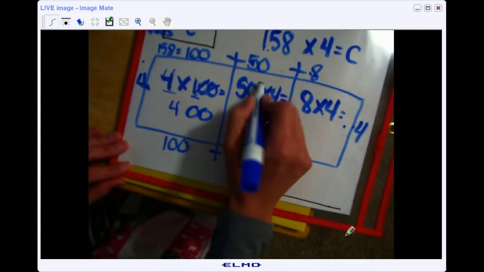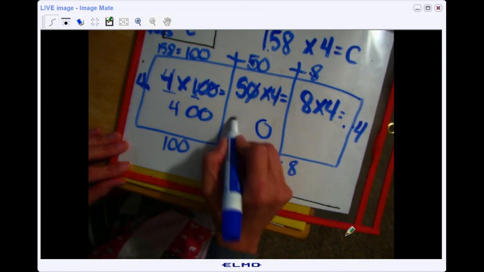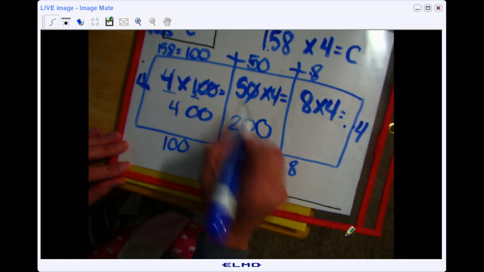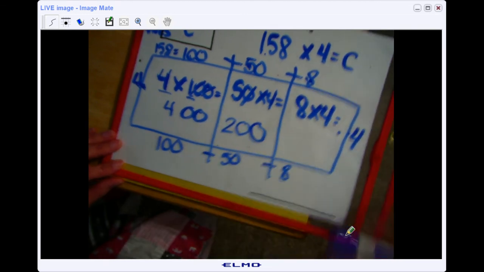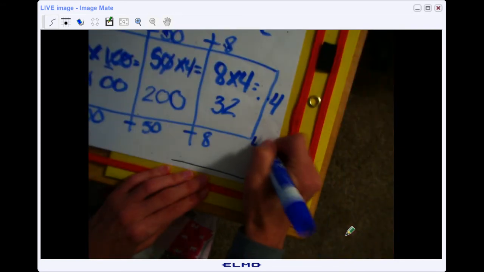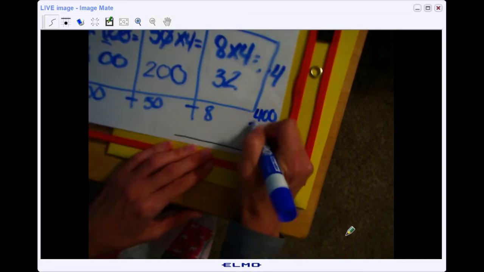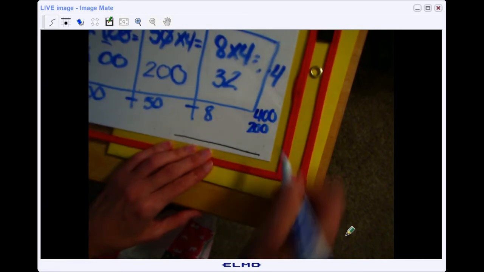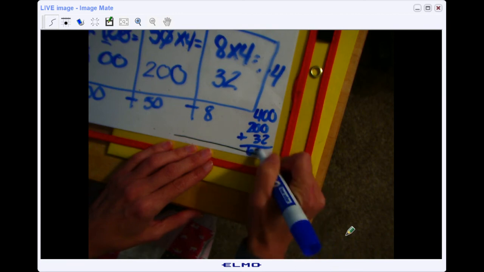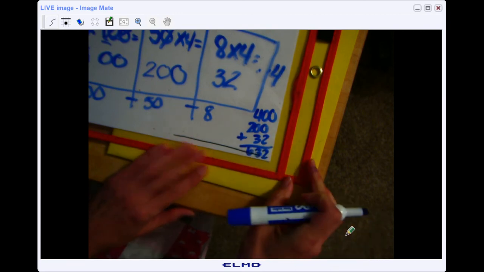There's my 0 for tens, and 5 times 4 is 20. So I'm actually going to have 2 zeros there. 1 is for the tens, and 1 belongs to the 5 times 4, which is 20. 8 times 4 is 32. Now I need to add those together. So I've got 400 plus 200 plus 32, and when I add those together, I get 632.